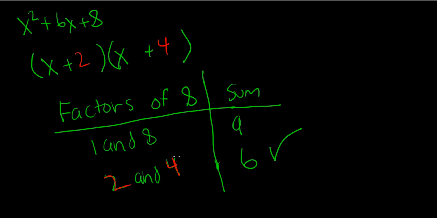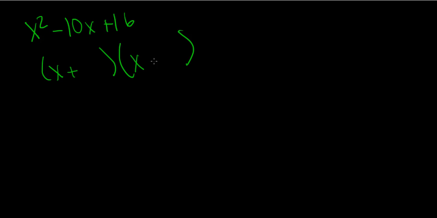Now we're going to look at another example of this. Here we have x squared minus 10x plus 16. Again, because the equation starts with an x squared, we can go ahead and draw parentheses and put x's in the front. Again, we want to find factors of 16 that are going to add together and give us negative 10. But we can see that it's a negative 10, so the only way that we're going to be able to add numbers together and get negative 10 is if we're adding negative numbers.